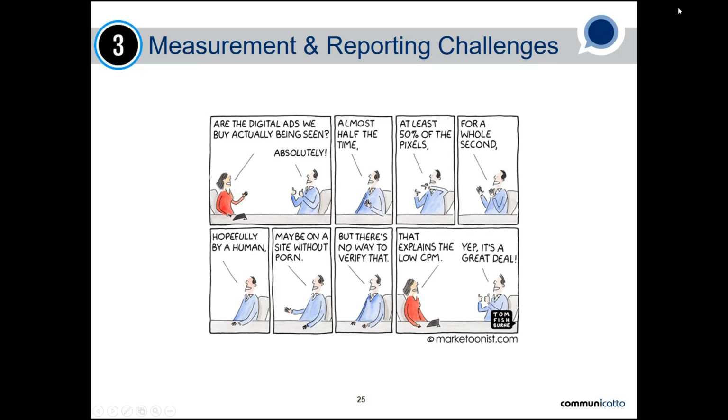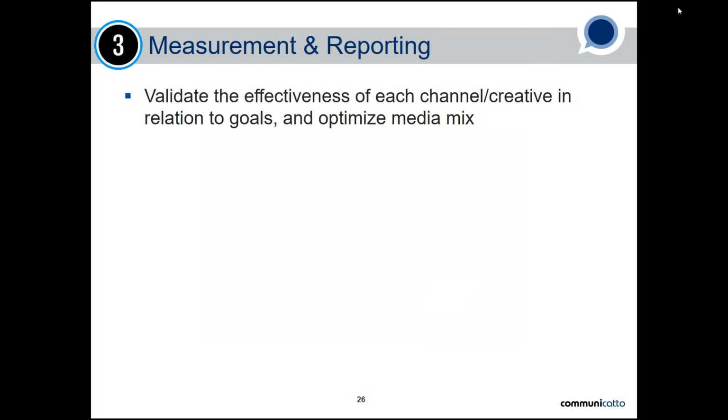So she's focusing here on CPM, which is cost per 1,000 impressions. I'll get a bit more into this. I don't care about that metric. I care about other metrics, and we'll talk about that. So when it comes to measurement and reporting, really we do this in order to validate the effectiveness of each channel or each piece of creative in relation to our goals, in relation to our KPIs, and then we're optimizing from there. And it says optimize media mix, but really we're optimizing all different facets of our digital advertising campaign.